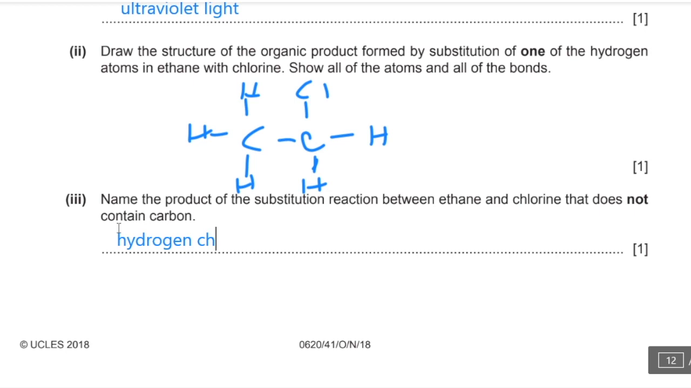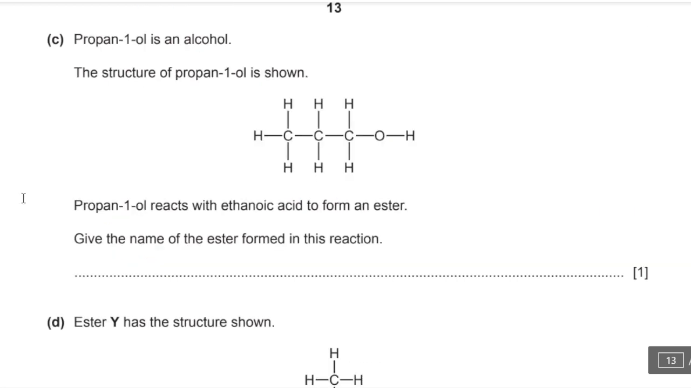C. Propanol is an alcohol. The structure of propanol is shown. Propanol reacts with ethanoic acid to form an ester, give the name of the ester produced in this reaction. So you name ester with the name of the alcohol first and then the acid. So the ester would be named as propyl ethanoate, the ethanoate from the acid and propyl from the alcohol.